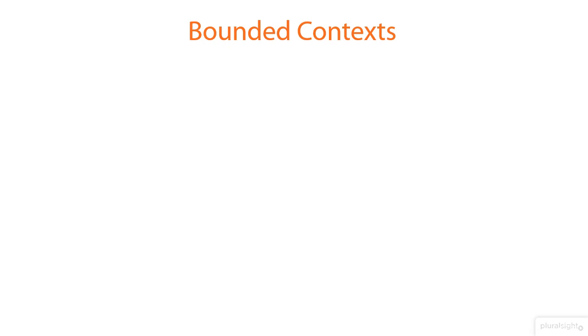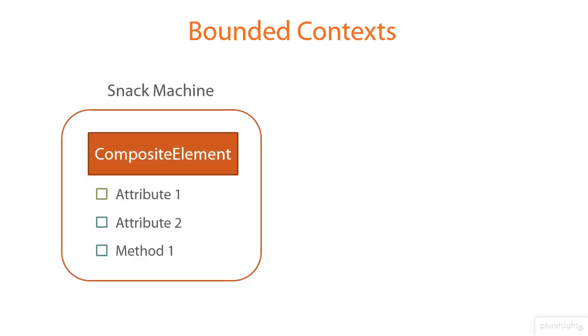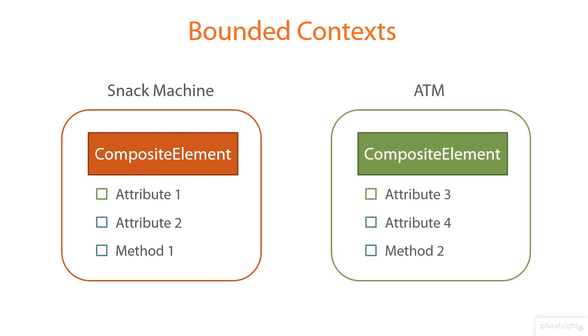For example, the snack machine bounded context could have a class named composite element, which represents a replaceable item in a machine. The ATM bounded context at the same time could have its own version of that class with its own set of attributes and business rules. These classes, despite the same name, should be viewed differently as they reflect different concepts.